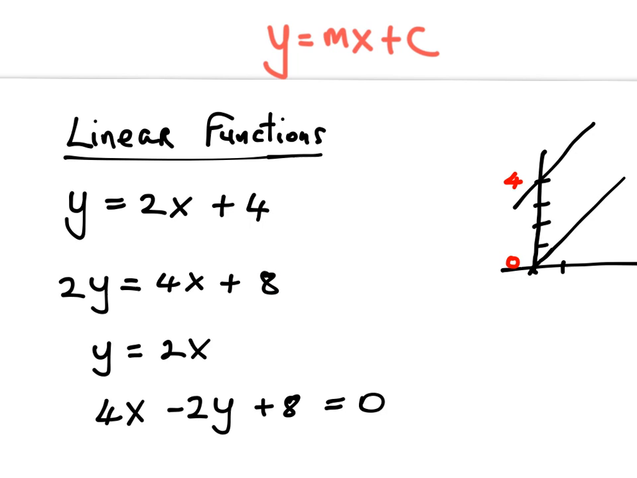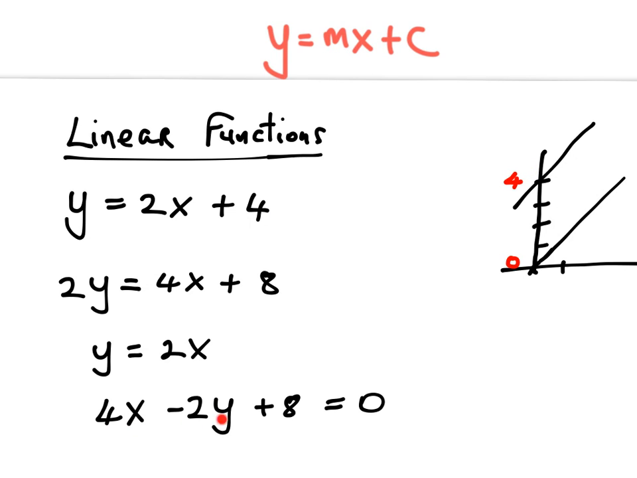You have to first of all make sure that y is on its own. So you take that 2, which is multiplying y, bring it across here and divide it into these two terms. So 2 into 4x will give you 2x, and 2 into 8 will give you 4. So you will end up with this equation. And once you have this equation in the same form as this, then you can start matching it up with the line, because you know that the y-intercept in this case is 4.